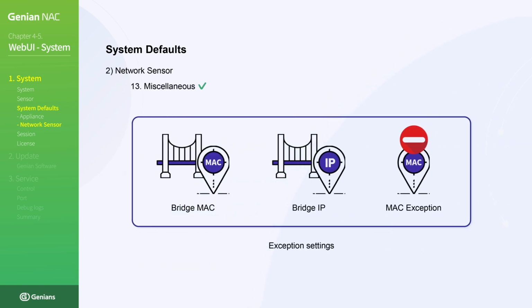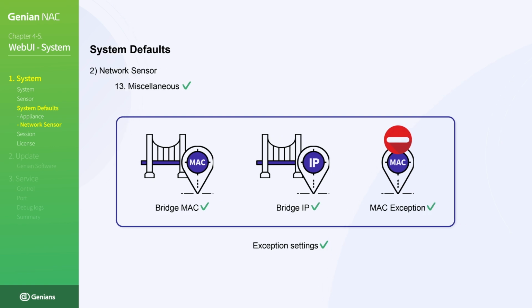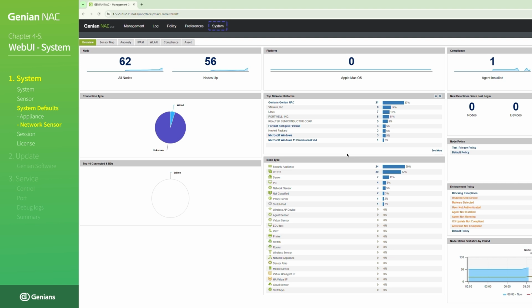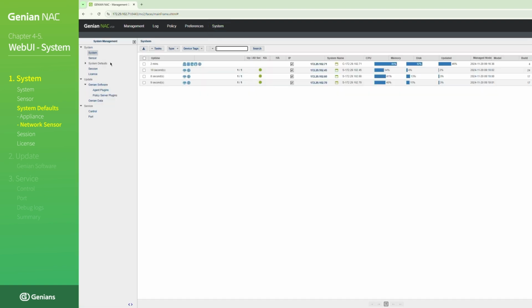The miscellaneous settings section allows you to specify exception targets when the network sensor performs blocking actions. The configurable exception targets include Bridge MAC, Bridge IP, and Exception MAC. In the Management Console, select System, then navigate to the Network Sensor menu under the System Defaults submenu.